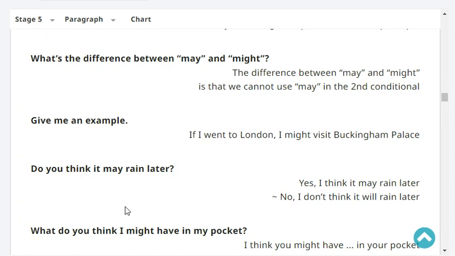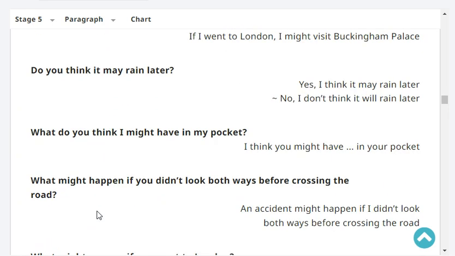Yes or no? Yes, I think it may rain later. Very good. What do you think I might have in my pocket? I think you might have some money in your pocket. What might happen if we didn't look both ways before crossing the road?